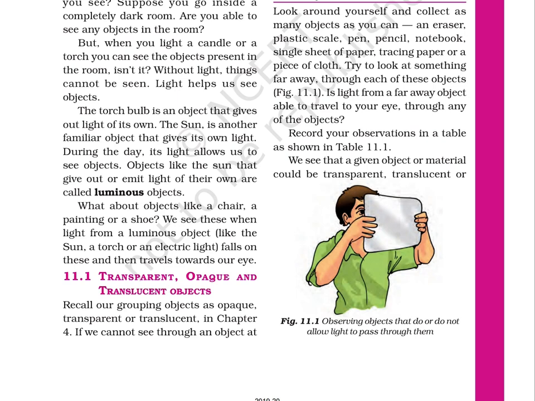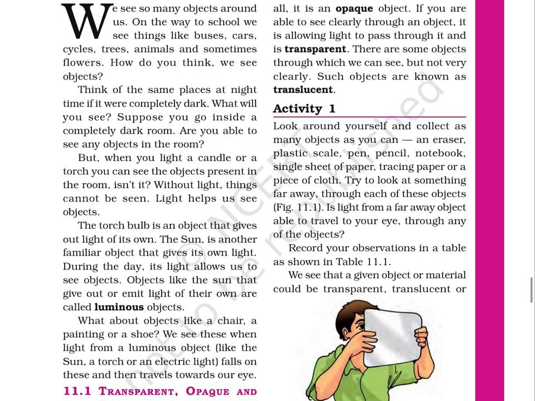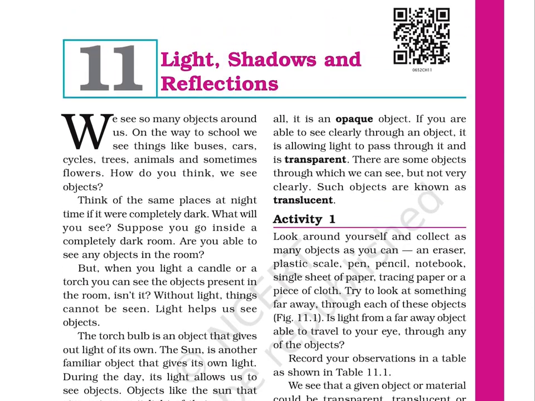11.1. Transparent, opaque and translucent objects. Recall our grouping objects as opaque, transparent or translucent in Chapter 4. If we cannot see through an object at all, it is an opaque object. If you are able to see clearly through an object, it is allowing light to pass through it and is transparent. There are some objects through which we can see, but not very clearly. Such objects are known as translucent.